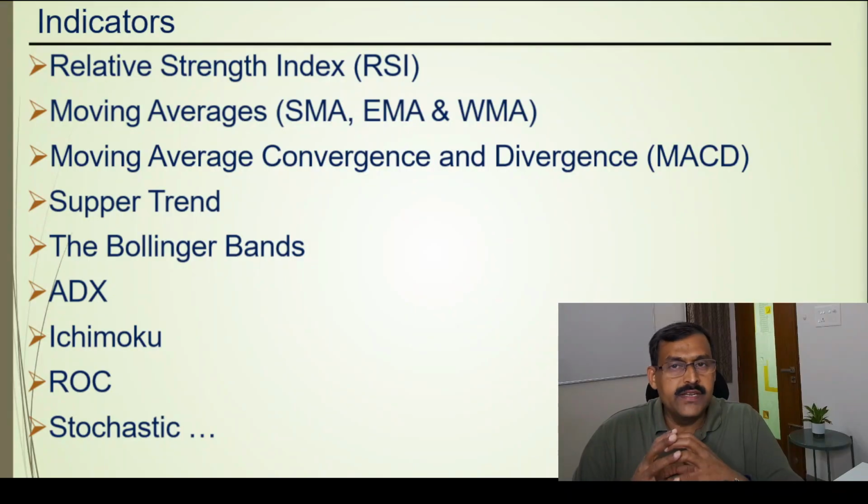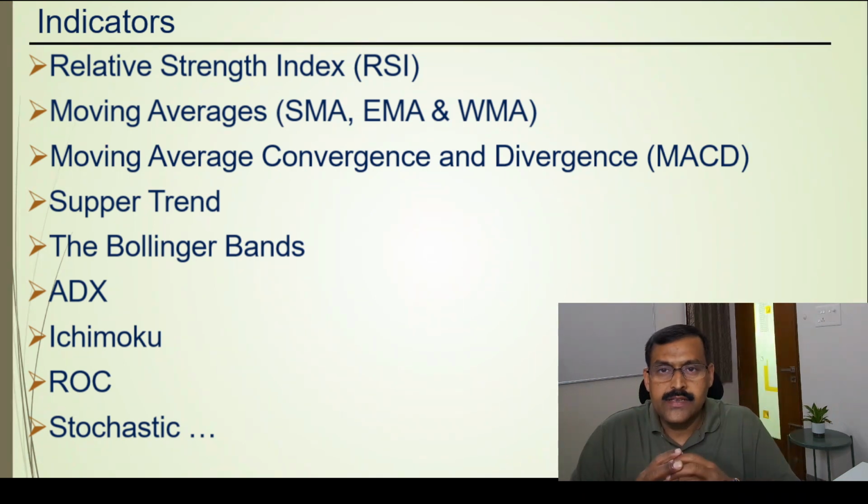The most commonly used indicators are the relative strength index, that is RSI, moving averages, moving average convergence and divergence, that is MACD, Super Trend, the Bollinger Bands, ADX, Ichimoku, ROC, stochastics, etc. How are these indicators being drawn or calculated? It is based on the previous period's price values.